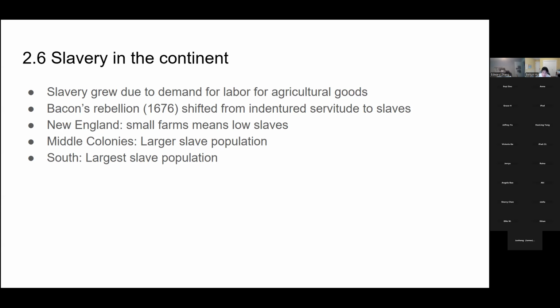And then New England, since they had small farms, they had a low number of slaves, and just because they had a lower number, right, it doesn't mean they had none. So they had it, right? So they're guilty of committing bad acts.